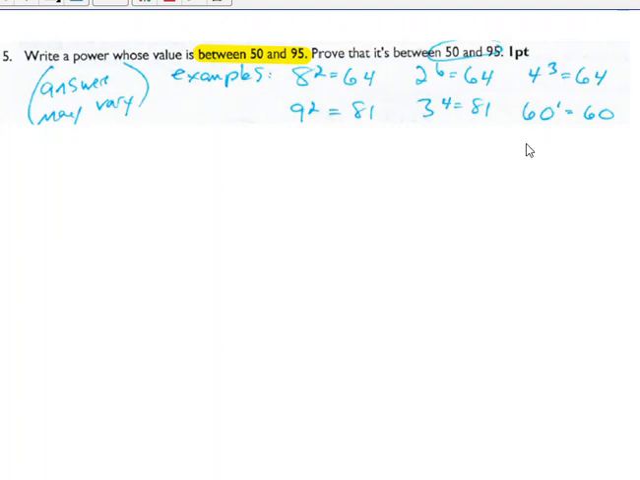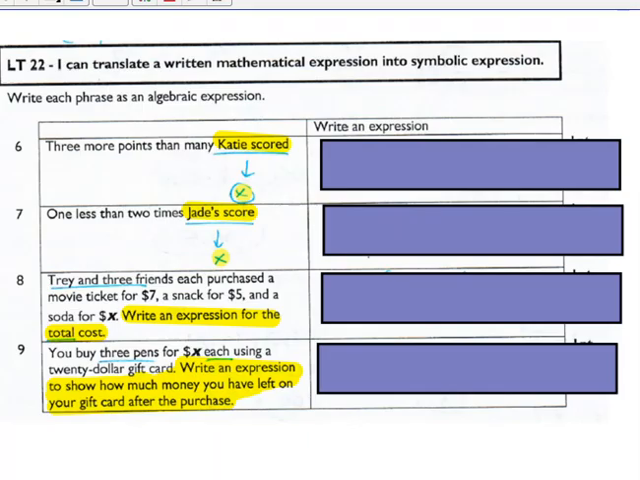There was one little simple shortcut you could have done, though, because if you realize that any number to the power of 1 is going to equal itself, you could have picked any number between 50 and 95 and made it to the power of 1. That's another way of showing something that's between these. So that brings the first section to a close.